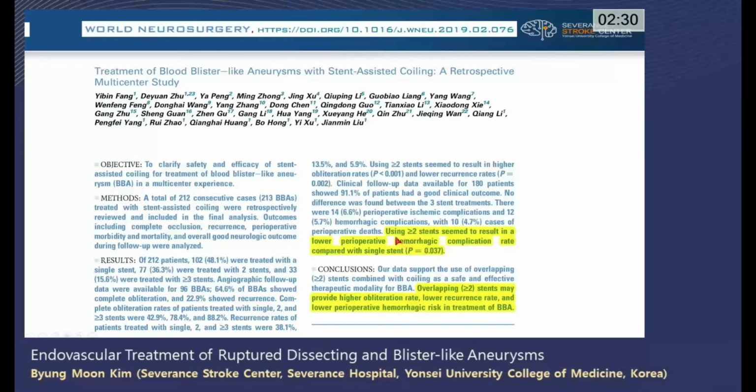They showed using 2 or more stents seemed to result in a lower perioperative hemorrhage complication rate compared with the single stent group, and concluded overlapping 2 or more stents may provide higher obliteration rate, lower recurrence rate, and lower perioperative hemorrhage risk. This perioperative hemorrhage risk included rebleeding.